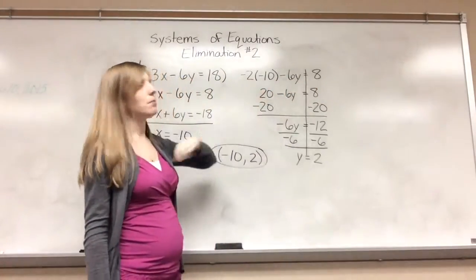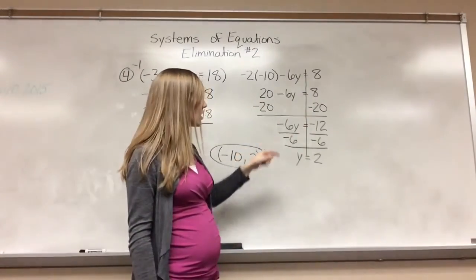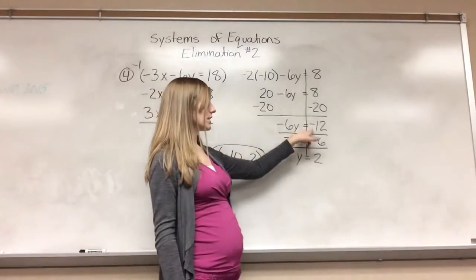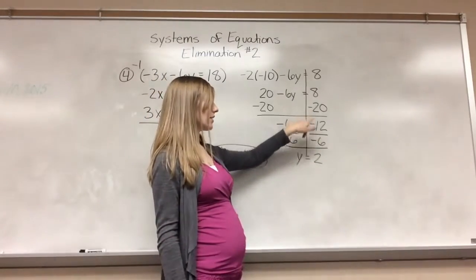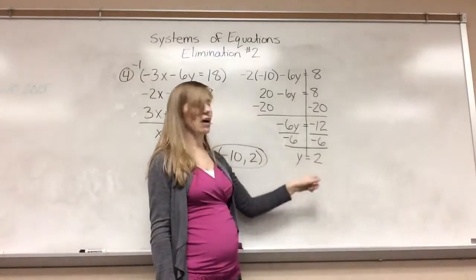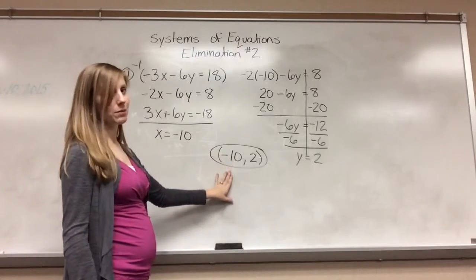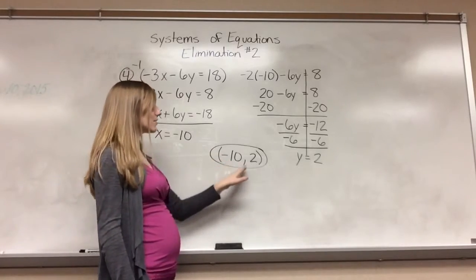I multiplied and got positive 20. I then subtracted 20 from both sides. So I got negative 6y equals negative 12, kept the sign of the bigger number. And then I divided both sides by negative 6 and got y as positive 2. So my solution, because the x term comes first, my solution is negative 10, 2.